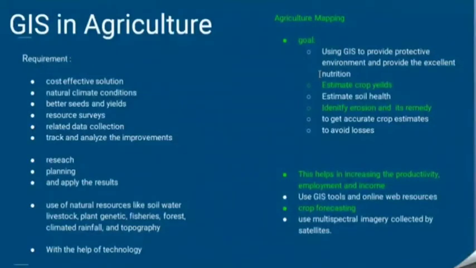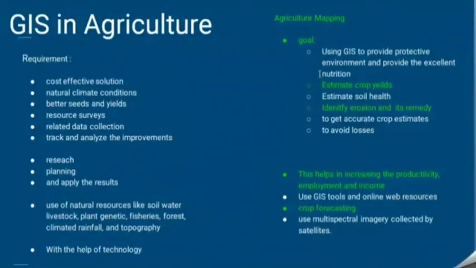To do this, we use natural resources like soil, water, livestock, plant genetics, fisheries, forest, climate, rainfall, and topology. We study all those things with the help of GIS so that our goal can be achieved.